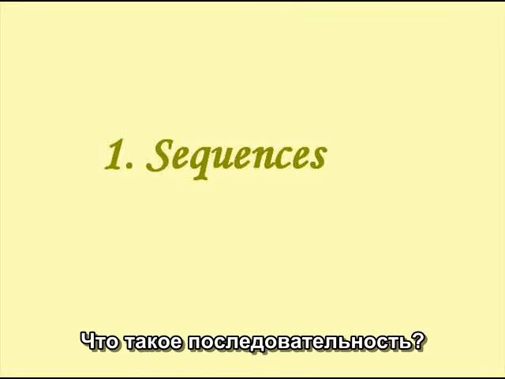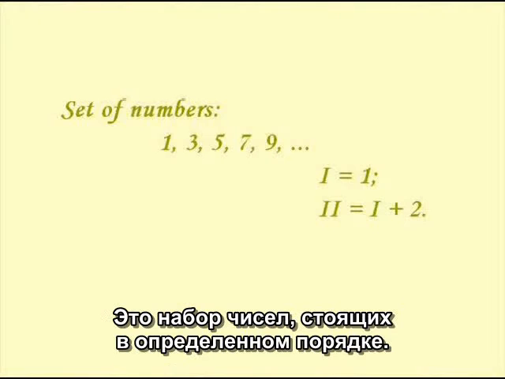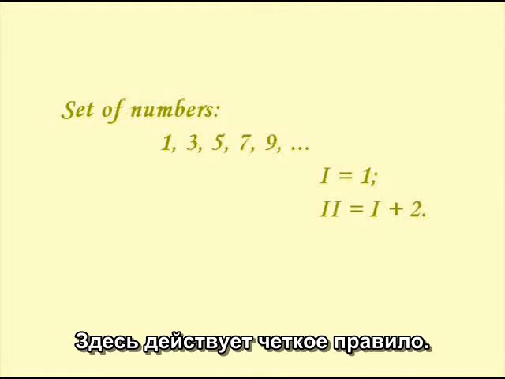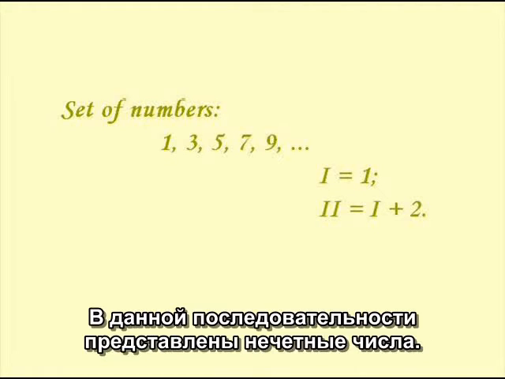What is a sequence? It is a set of numbers which are written in some particular order. For example, take the numbers 1, 3, 5, 7, 9, etc. Here we seem to have a rule. We have a sequence of odd numbers.